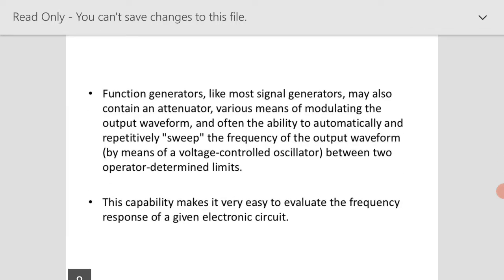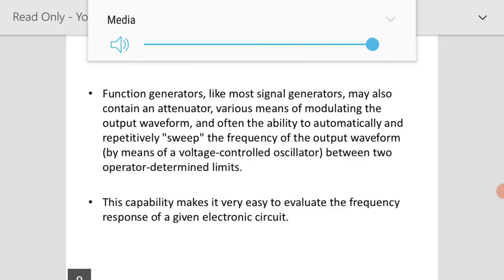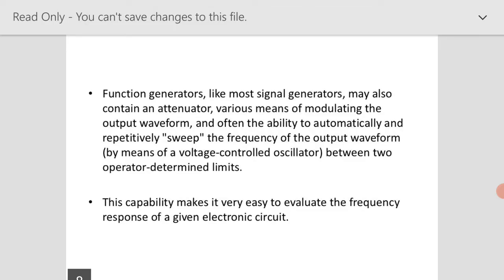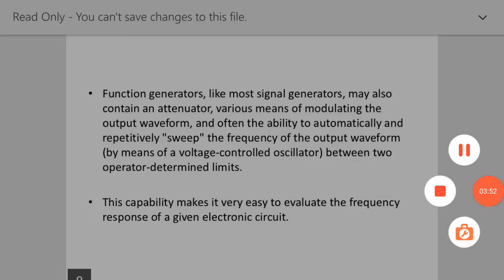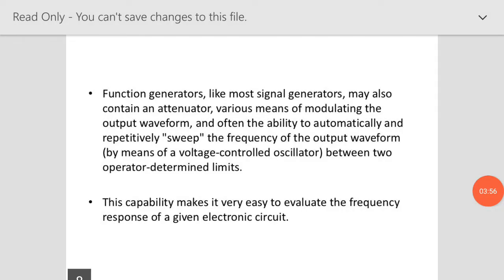Function generators, like most signal generators, may also contain an attenuator, various means of modulating the output waveform, and often the ability to automatically and repetitively sweep the frequency of the output waveform by means of a voltage controlled oscillator between two operator determined limits. This capability makes it very easy to evaluate the frequency response of a given electronic circuit.